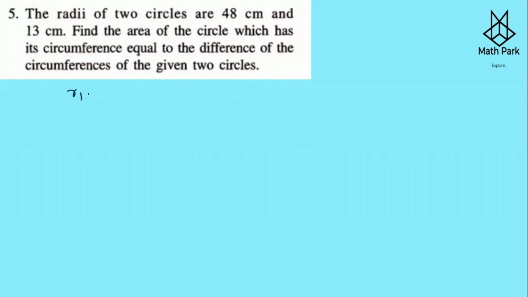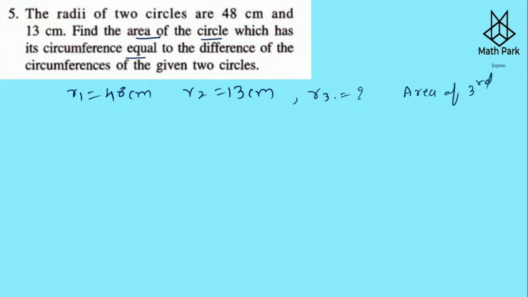We have R1 is equal to 48 centimeter and R2 is equal to 13 centimeter. Find the area of the circle which has its circumference equal to the difference of the circumference of two circles. That means we will first find R3 and then we will find the area of the third circle, using the radius R3.